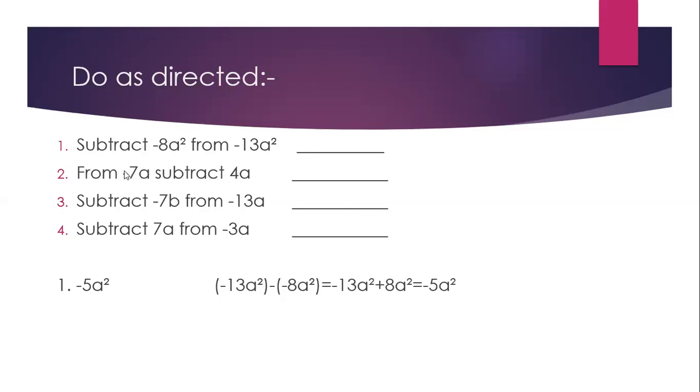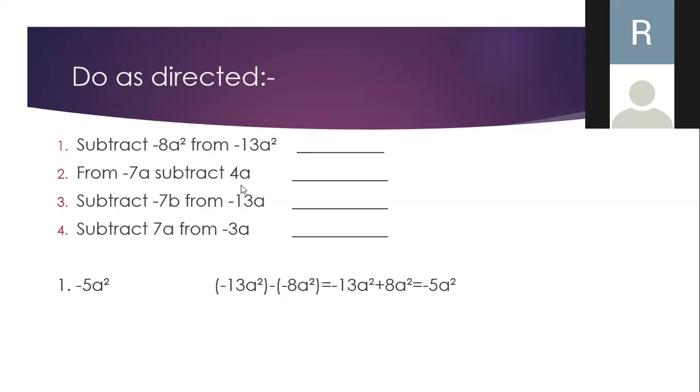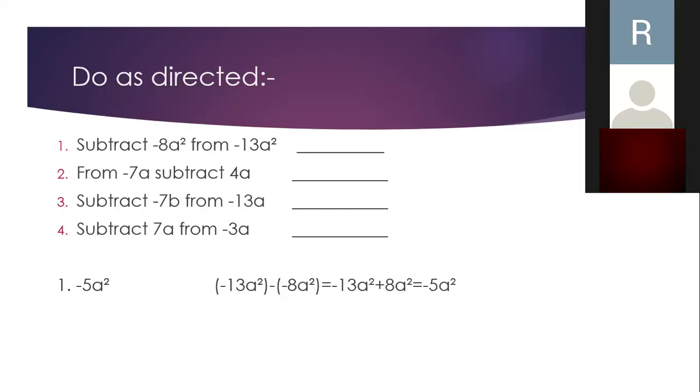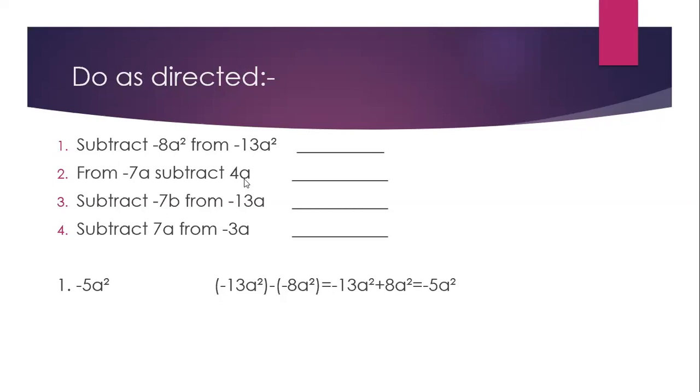Here, you have to subtract. First, you have to write minus 7a. Then you have to write minus 4a. So what will be the answer? Minus 7a and minus 4a. Both the values are with the negative sign. So answer will be minus 7 and minus 4. Minus 7 and minus 4 will become?